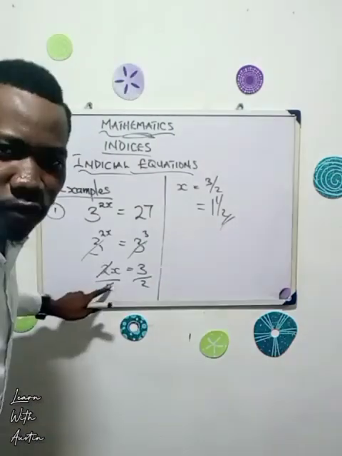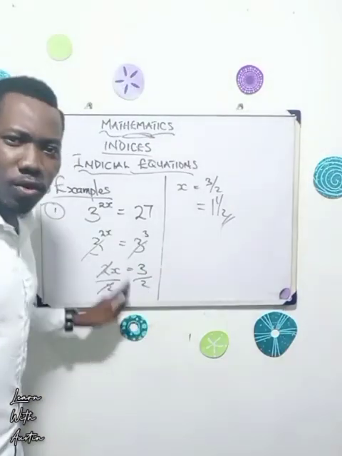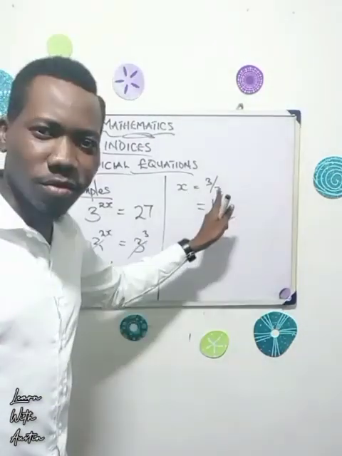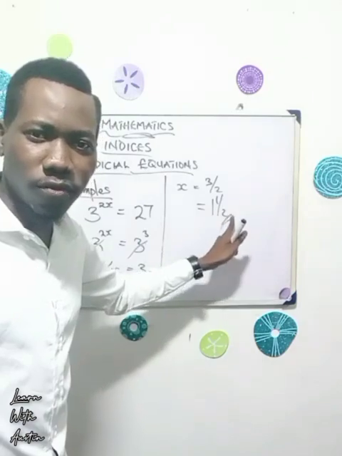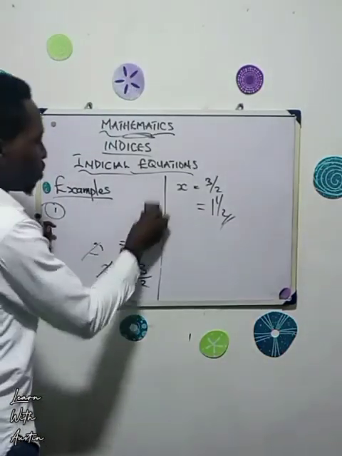So now 2 over 2, and 2 over 2 cancel, and x equals 3 over 2. That's how we got the value of x to be 3 over 2. Alright, that's one whole number and 1 over 2. So I hope you understand that. Alright, let's move on to example number 2.